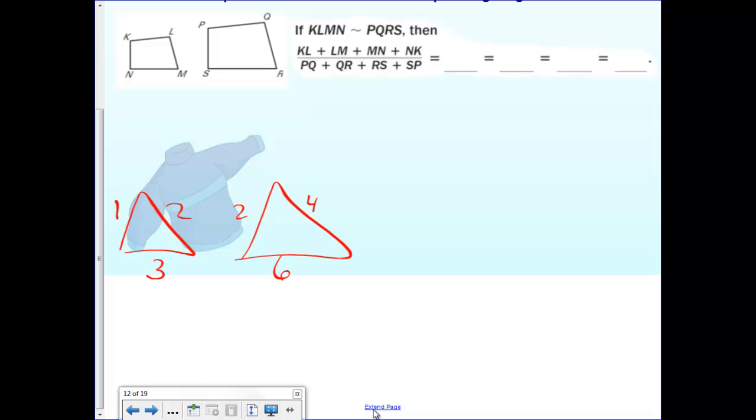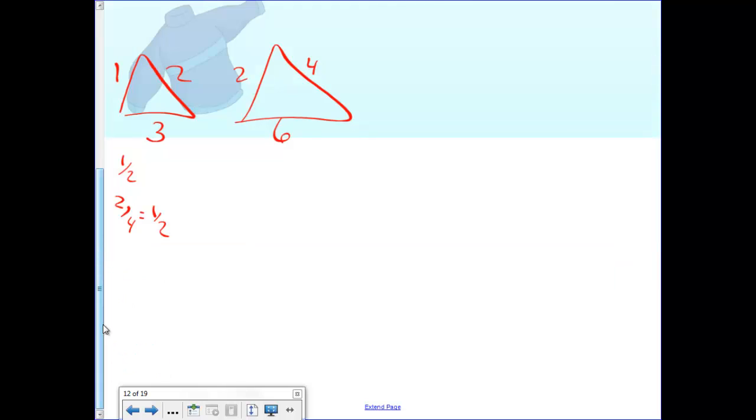1 matches up to 2, right? I get 1/2. 2 matches up to 4. How does 2 4 simplify? 1/2. And I have 3, 6 matches up, which simplifies to 1/2. What's my scale factor? My scale factor is 1/2.